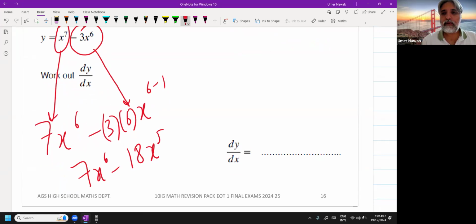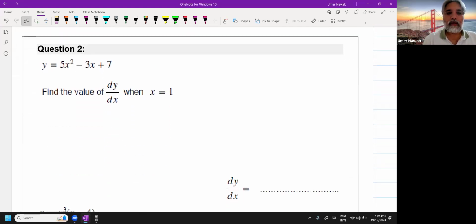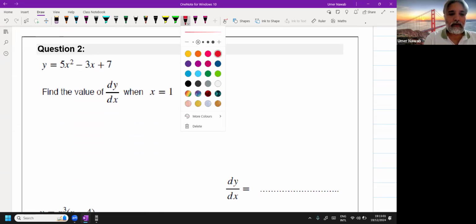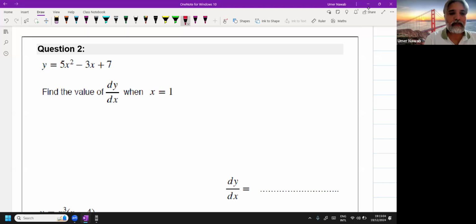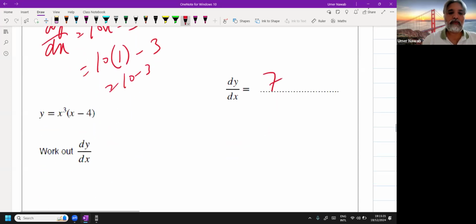So now we see the next. He gave us this expression, y is equal to 5x squared minus 3x plus 7. So dy by dx is 10x minus 3. Derivative of 7 is 0, but he said x is equal to 1. So we substitute x equals 1. So 10 minus 3, which is equal to 7.